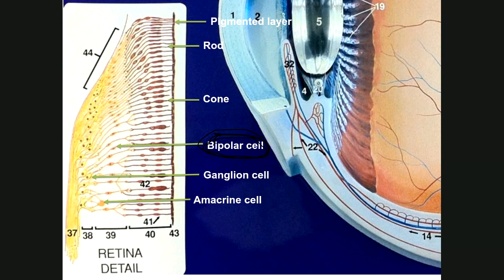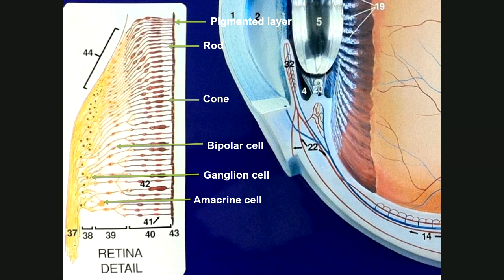And then they connect to another cell. These are called ganglion cells. So these are ganglion cells. And all of the ganglion cells, their axons become the optic nerve. And so it's going to carry it to your brain.